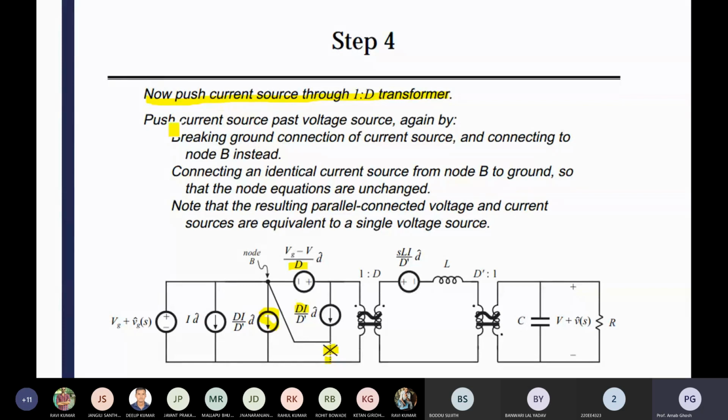Now push the current source through the 1:D transformer and push the current source past the voltage source again by breaking the ground connection of the current source and connecting to node B instead. Okay, so now breaking that connection and making it connected to node B. Connecting the ideal current source from node B to ground so that the node equations are unchanged. Okay, so your node equations are unchanged. Note the resulting parallel connected voltage and current source are equivalent to a single voltage source.